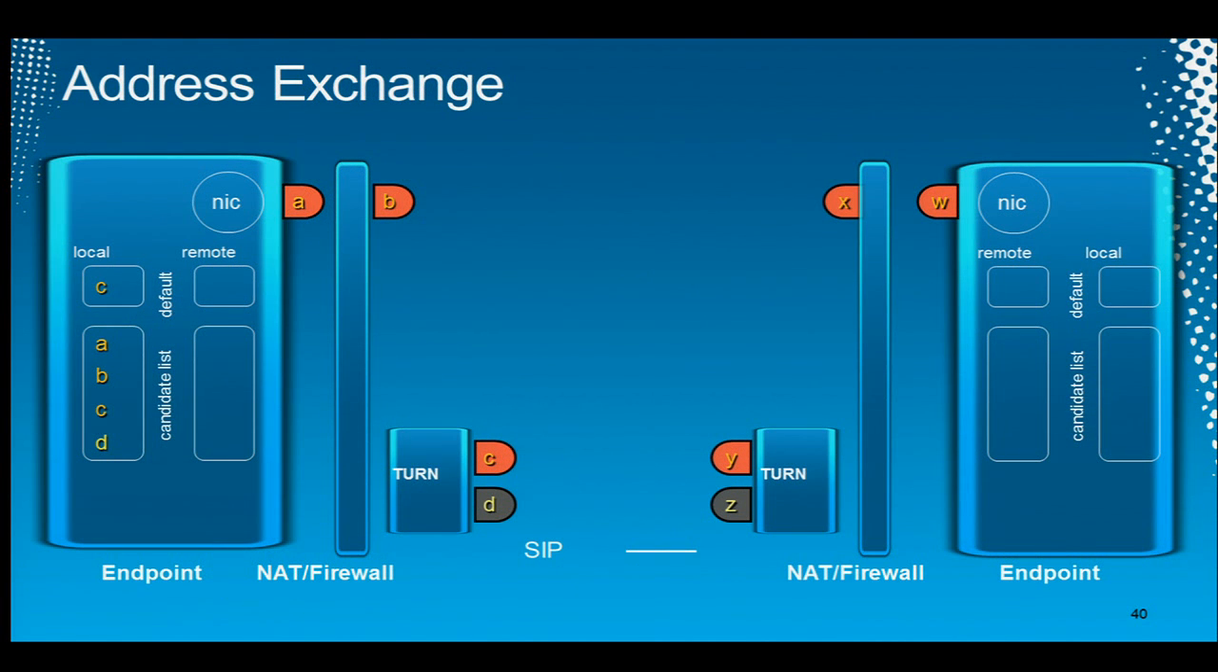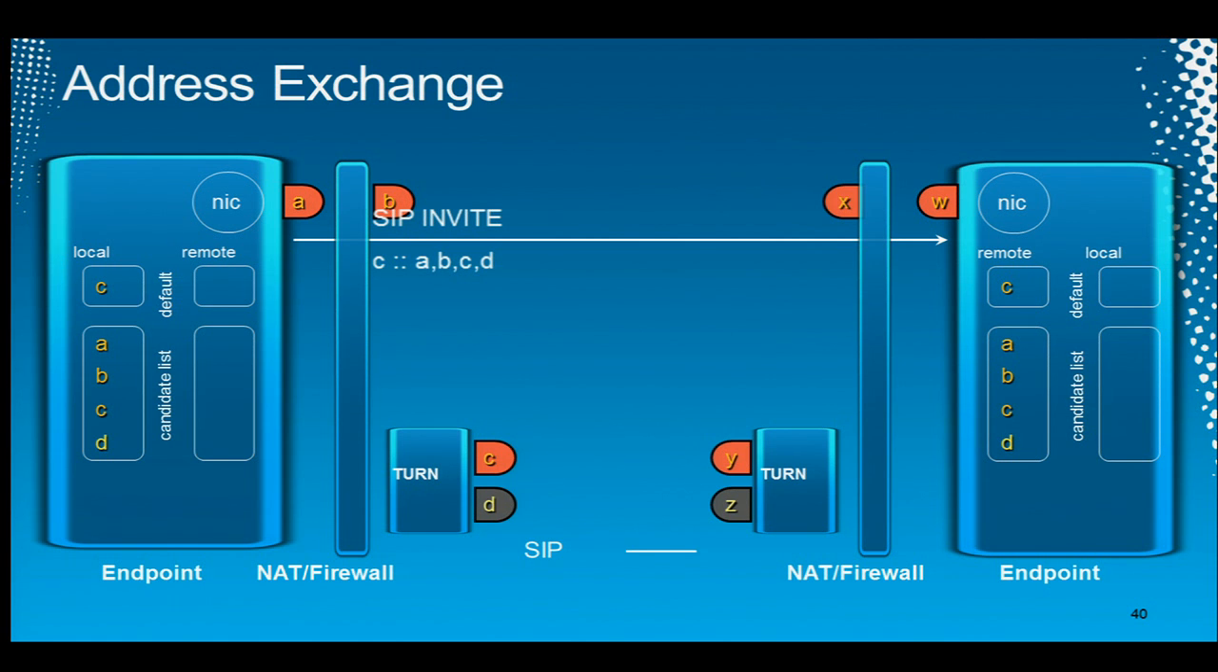In the case of an address exchange, when you have two endpoints across NATs, you have the endpoint on the left side, which has the candidates A, B, C, and D, which is their STUN server, which is the AV Edge server. When the endpoint on the left side tries to establish a connection with the endpoint on the right-hand side, it'll transmit in the SIP INVITE the candidates that it has. So it'd be C, which is the default, but it also transmits A, B, C, and D.